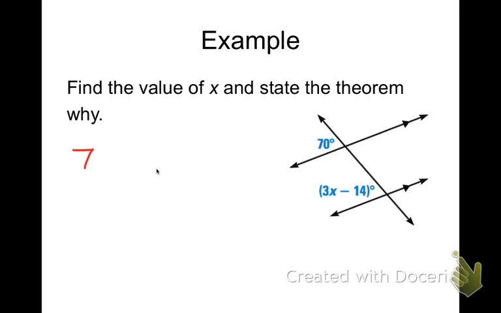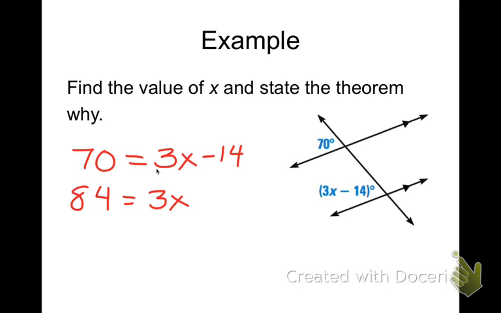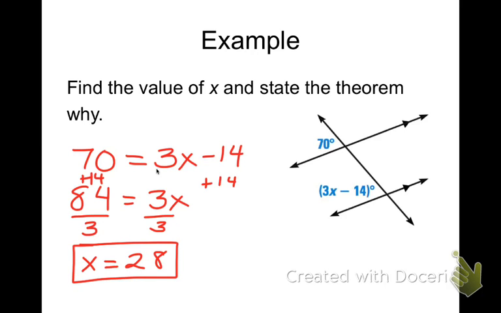So 70 equals 3x minus 14. Adding 14 to both sides gets us 84 is equal to 3x. Do you want me to put the plus in there? I'll show it. Plus 14 to both sides. Divide by 3. So 3 goes into 8 twice. Remainder of 2, 4, 28. So x equals 28. After 84 equals 3x.